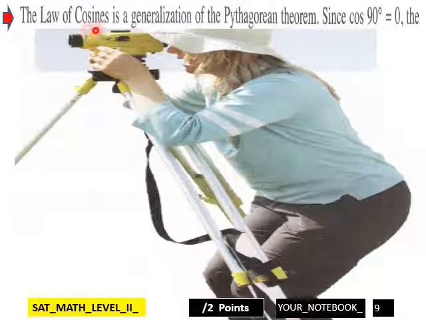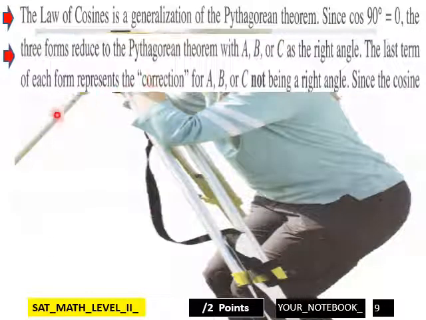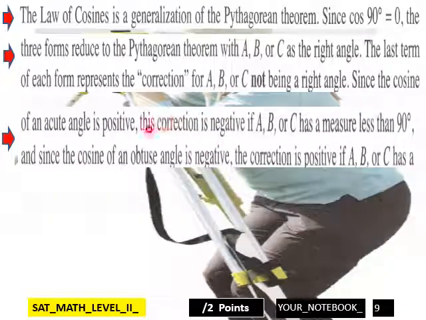The law of cosines is a generalization of the Pythagorean theorem. Since cosine 90 degrees equals 0, the three forms reduce to the Pythagorean theorem if A, B, or C is a right angle. The last term of each form represents the correction for A, B, or C not being a right angle. Since the cosine of an acute angle is positive, this correction is negative if A, B, or C has a measure less than 90 degrees.